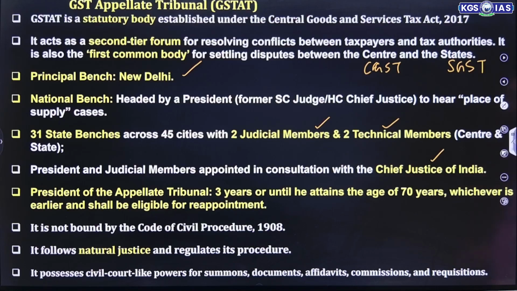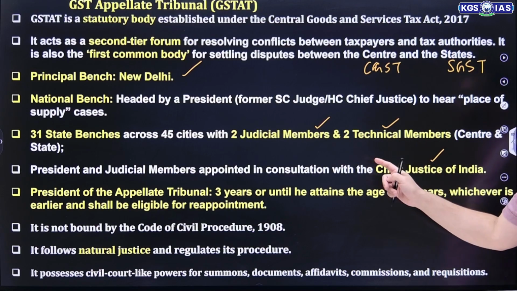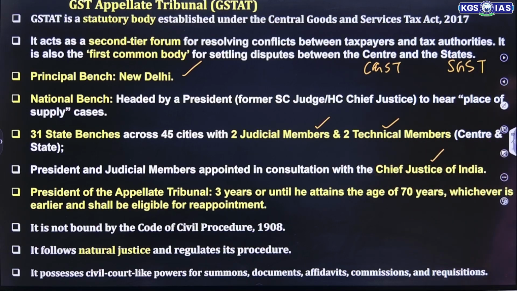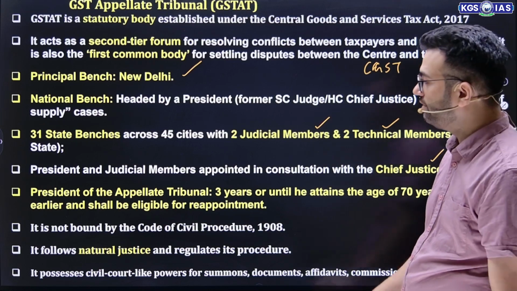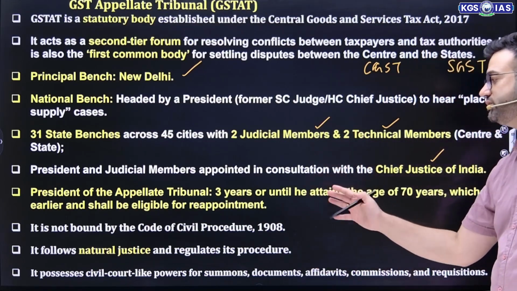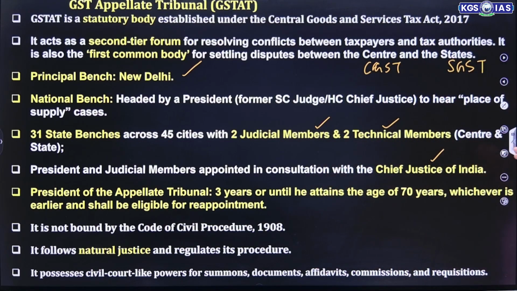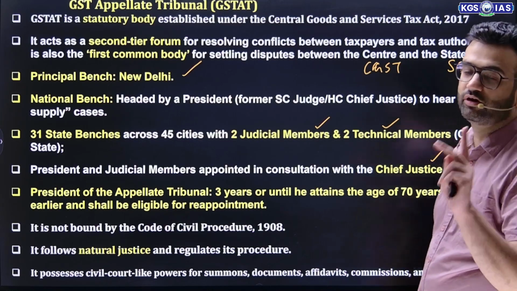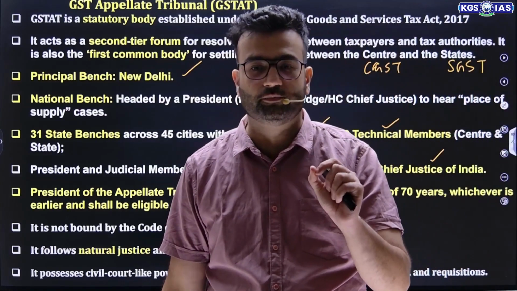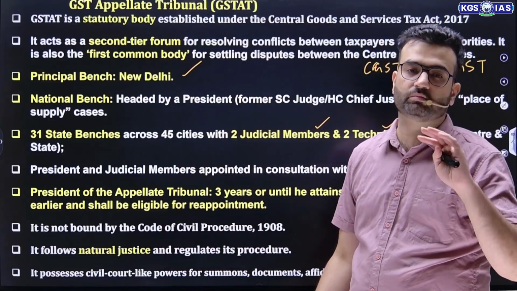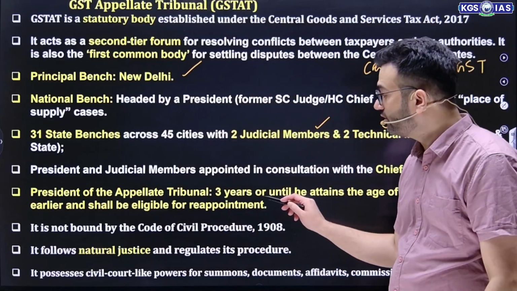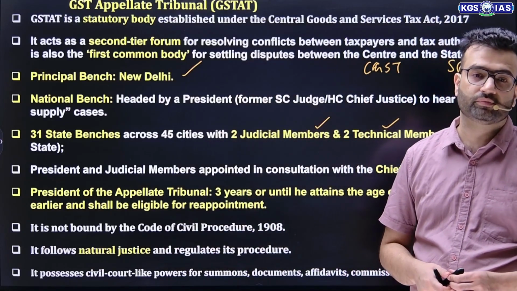Extremely important point: the president and judicial members are appointed in consultation with the Chief Justice of India, and the president of the appellate tribunal should hold office for 3 years or until he attains the age of 70 years, whichever is earlier, and shall be eligible for reappointment. This is a very, very important point. Students usually forget this point, that they are also eligible for reappointment.